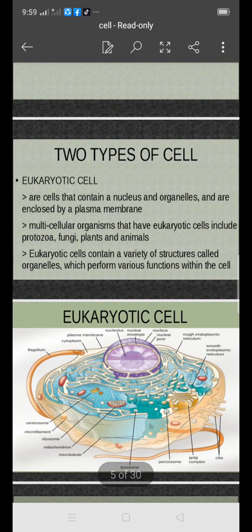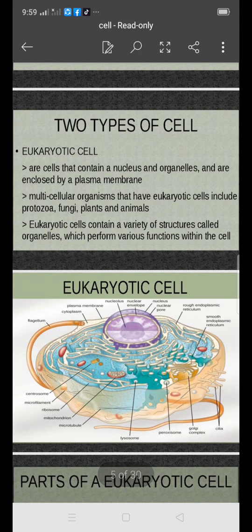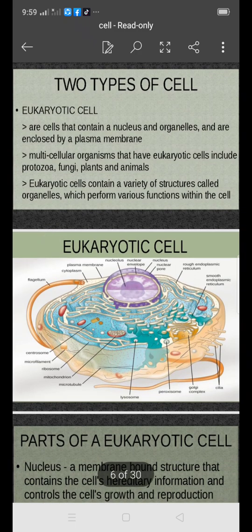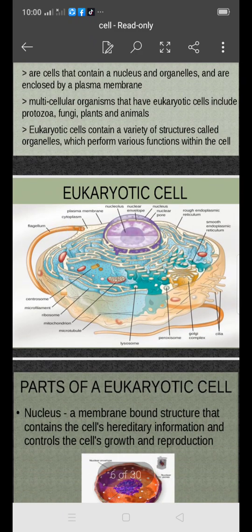There are two types of cell. We have eukaryotic cell and prokaryotic cell. Eukaryotic cells are cells that contain a nucleus and organelles and are enclosed by a plasma membrane. Multicellular organisms that have eukaryotic cells include protozoa, fungi, plants, and animals. Eukaryotic cells contain a variety of structures called organelles, which perform various functions within the cell.